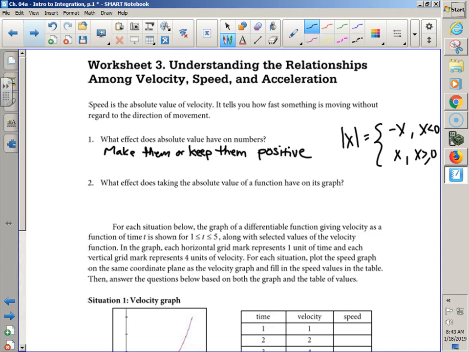What effect does taking the absolute value of an entire function have on its graph? If you take the absolute value of y equals f of x, I guess we could say absolute value of y, absolute value of f of x, can any of the y's ever be negative? No. So any place or for any time interval where the graph was negative, guess what happens?